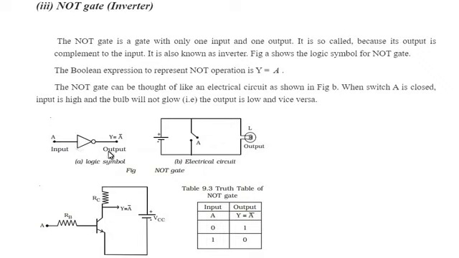Okay. And the Boolean equation of this gate is this: A is the input. So Boolean equation Y is equal to A complement. The NOT gate can be thought of like an electrical circuit as shown in figure B. Here a switch A is used and a lamp is at the output, connected to show whether the output is high or low. As there is only one input, 2 raised to 1 is equal to 2. Therefore, only two possible combinations of the inputs are here, and all these are the respective outputs.